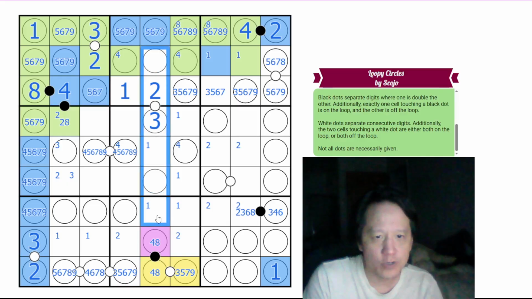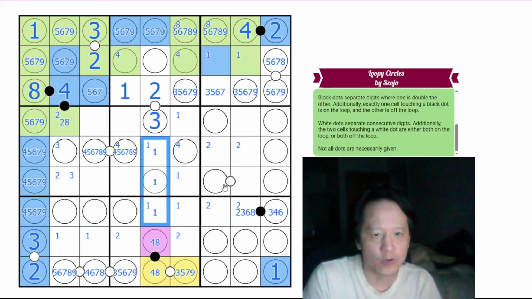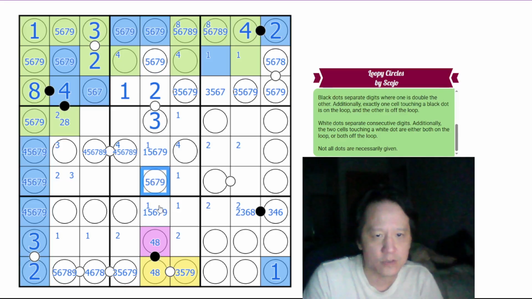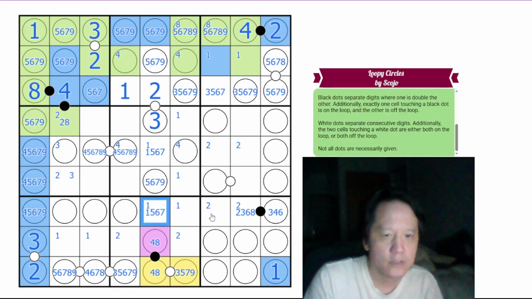And yeah, actually, what are the digits remaining in column 5? We have 1, 5, 6, 7, 9. This can't be 1 because it's in a circle. This can't be 1 because it's in a circle. 9 cannot be outside the circle. So 1, 5, 6, 7, 9.